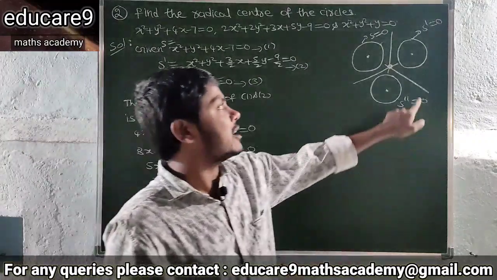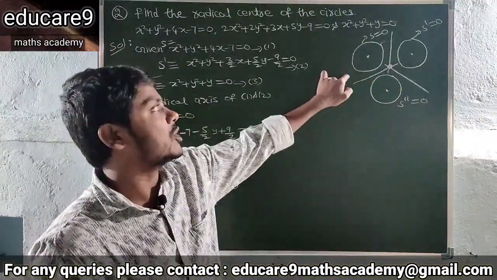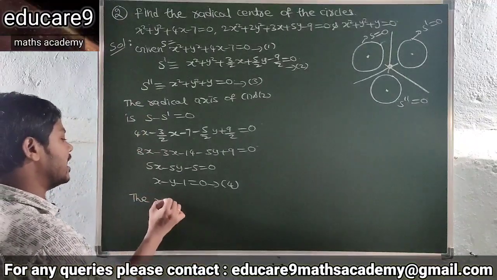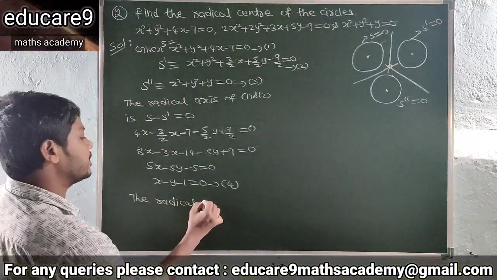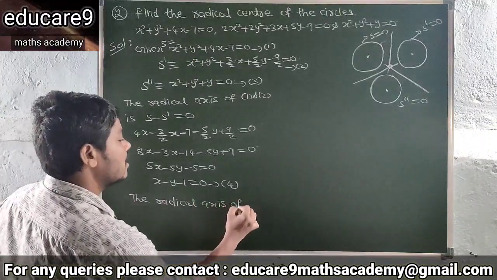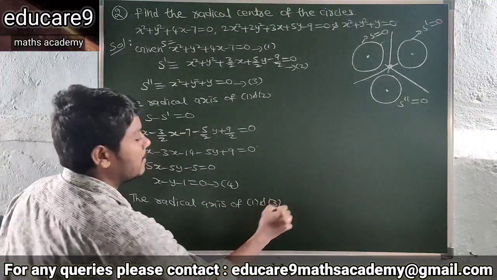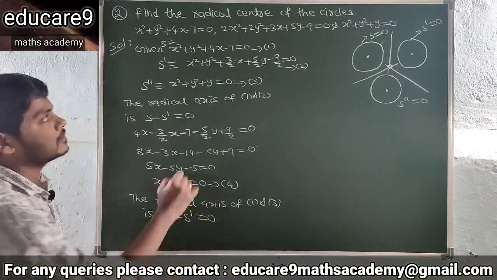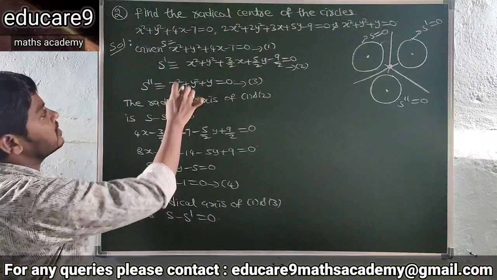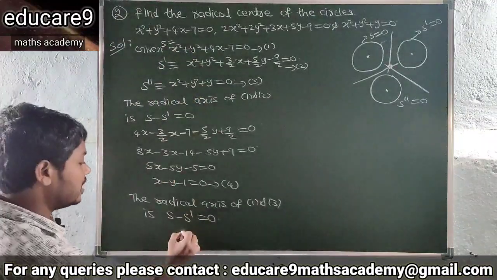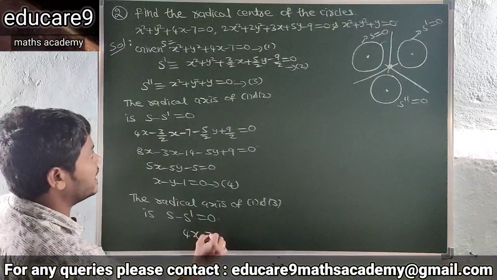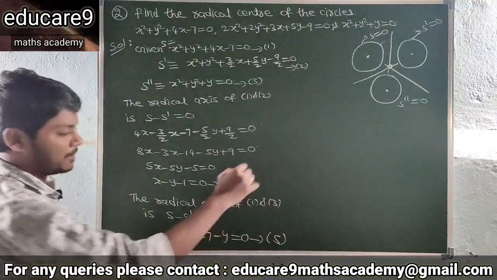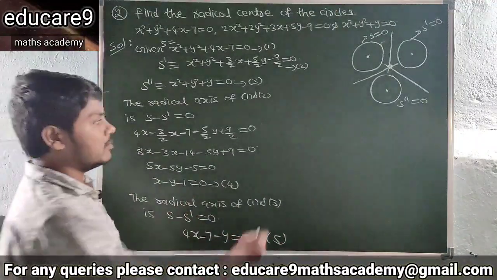And find the radical axis of the second and third circle, or first and third circle. So see here, the radical axis of 1 and 3 is S minus S dash equals 0. See here, x square minus x square, y square minus y square get cancelled. You will get 4x minus 7 minus y equals 0. This is equation 5. Now solving 4 and 5.